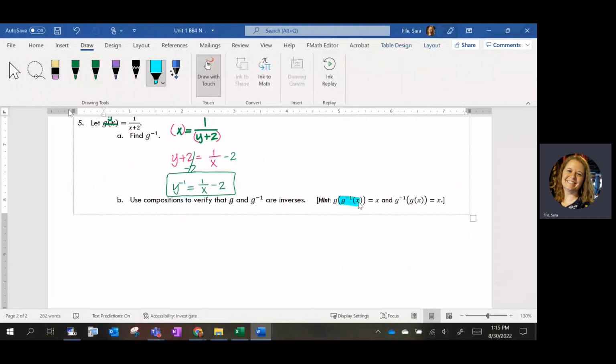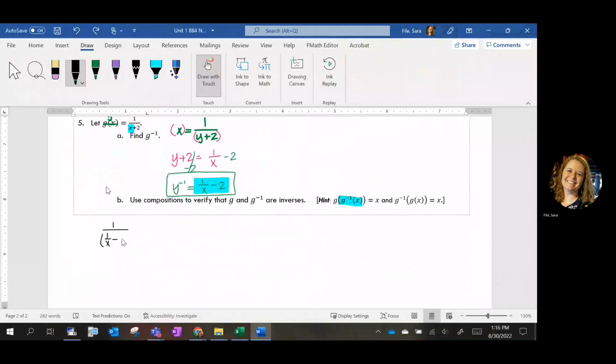So first, I'm going to take the inverse, which is what we have right here, and plug it in right there to the original. So I'm going to have 1 over, and then instead of x, I'm going to have this entire inverse function. Oh, it's minus, not plus, sorry. Minus 2. And then there's still the plus 2 in the denominator. So I input in the original. So this is g of the inverse of g of x.